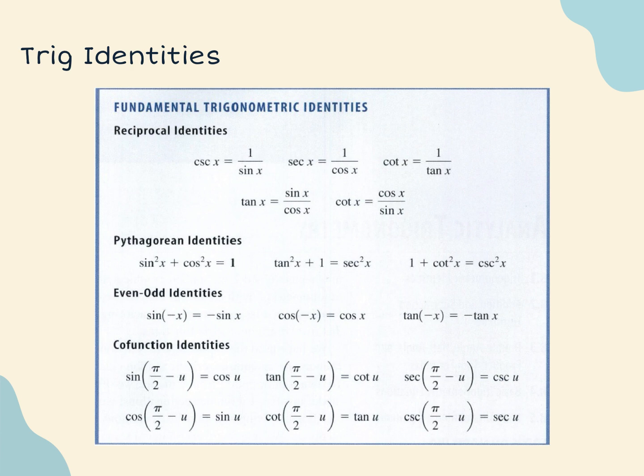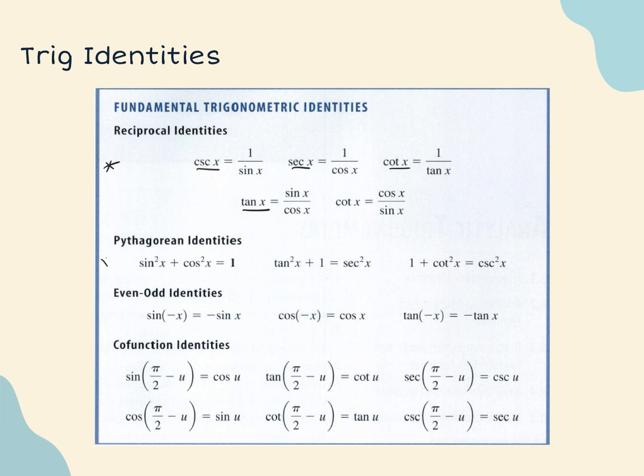You've seen this before. There are some new ones here, but the ones we're really going to focus on, that you're going to see a lot, are these reciprocal identities. We know the cosecant of an angle is equal to 1 over the sine of that angle. The secant is 1 over the cosine, and the cotangent is 1 over the tangent. We also know that tangent is sine over cosine, and cotangent is the reverse, cosine over sine.